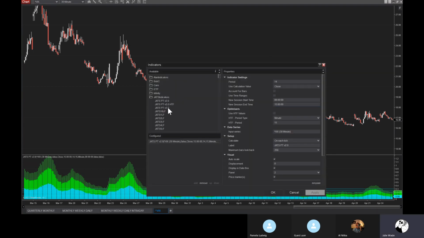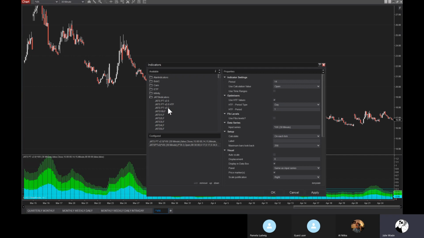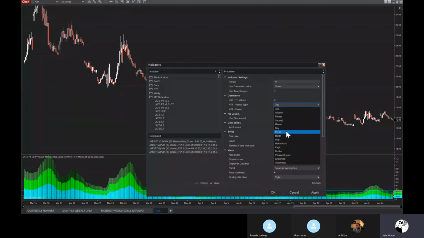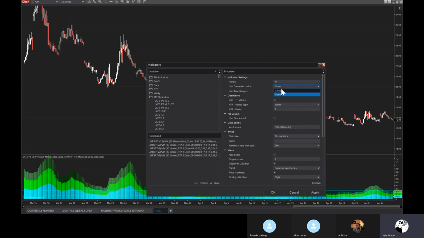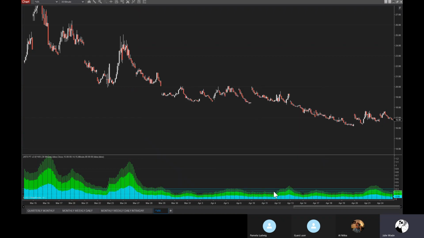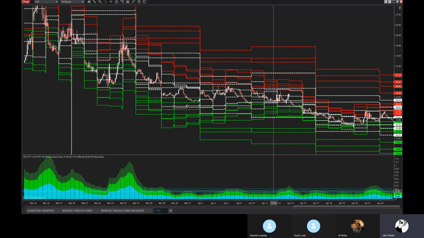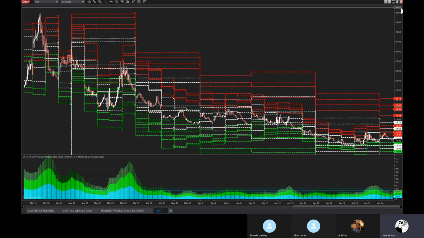Put the daily PT3 on the daily open, and here's one on the close. And then we can change it to the weekly open and the weekly close. And because it's the end of the month, I want to add one of those also.